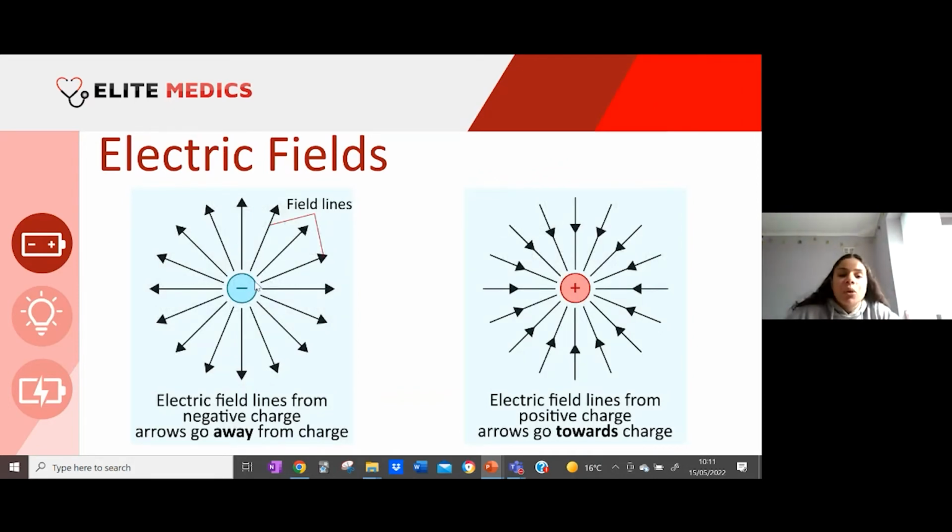So, recap of electric fields. We always draw our field lines moving from the negative charge away from the charge. So our field always moves from negative to positive. So if we can keep that fact in mind, our arrows will always move away from a negative field and towards a positive field. So you can see how we've drawn our arrows.